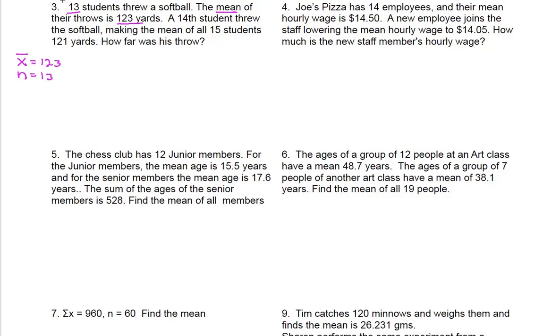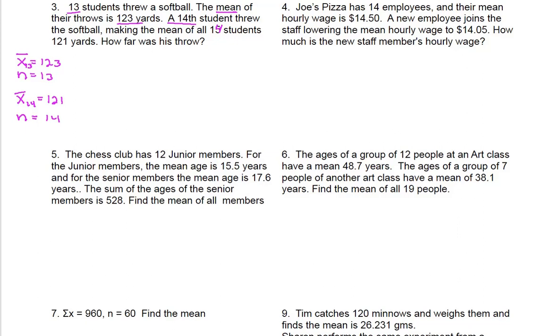So they want me to find out how far he went. So I'm going to break this down. I've got one mean of 123, and that was with 13 throws. I've got another mean with 14 throws, and that one is 121. Now again, the n is going to be 14.